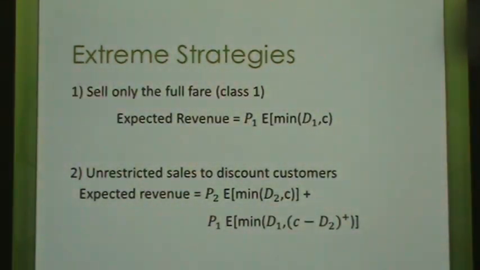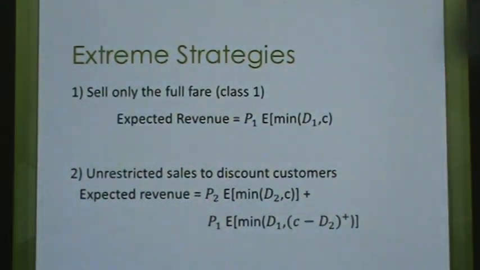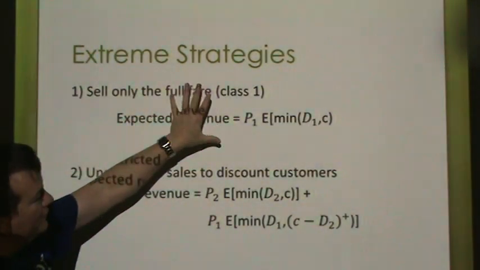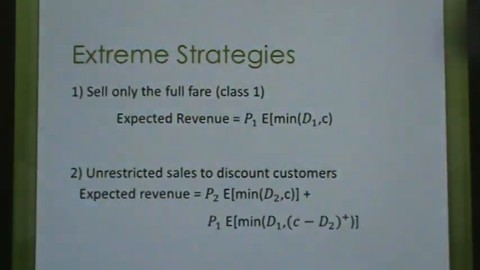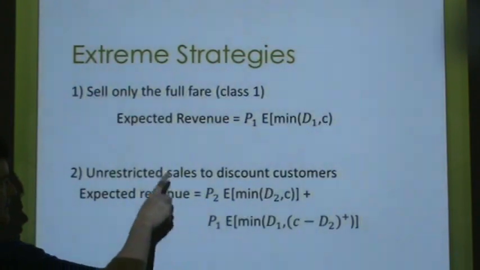Okay, so the two extreme strategies. Now we have our two fares, and there are two things we can do. We can say we're going to sell only the full fare, only the high price one, and just see who comes. If the plane fills up, great. But if the plane goes out with 90% of the seats empty, we might have been better off selling lower fare ones. So the question is, how much money would we get if we use that system?